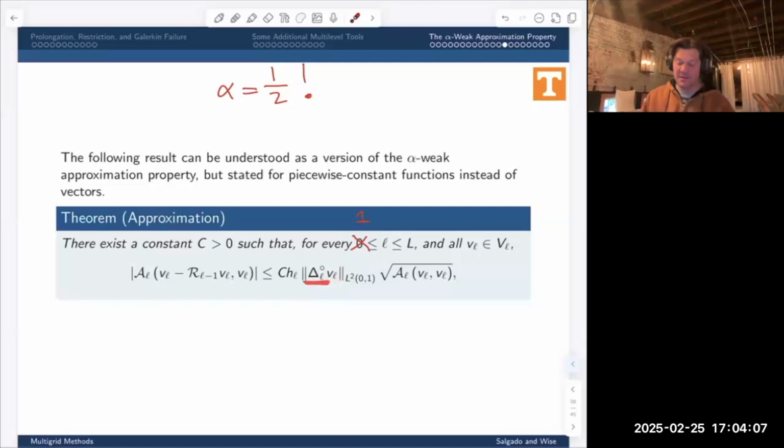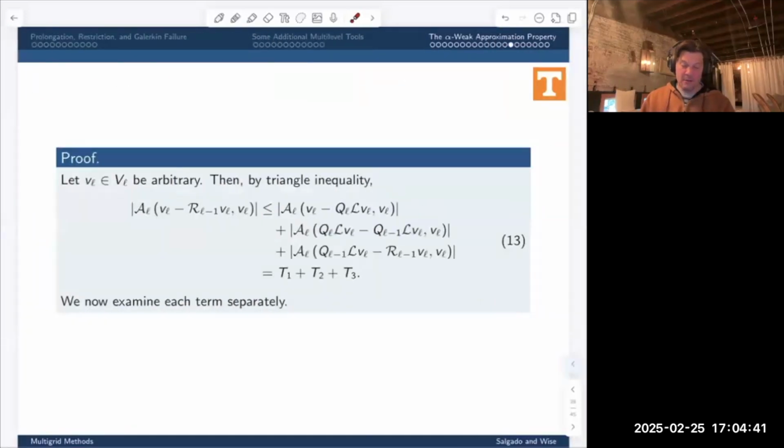Remember, this guy is an operator which takes a piecewise constant function to a new piecewise constant function, and that was defined somewhere in this area. We're going to take the L2 norm of that times the L2 norm, sorry, not L2, but the AL norm of VL. Okay, so we want to show this, and what I'm claiming is, if we can show this, this proves the alpha-weak approximation property with alpha equal to a half. That's easy enough to see once we get this done. So how do we do this?